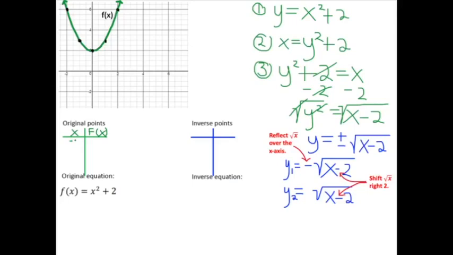So we have the point -2, 6, -1, 3. All right, we have the point 0, 2. We have the point 1, 3. And we have the point 2, 6.